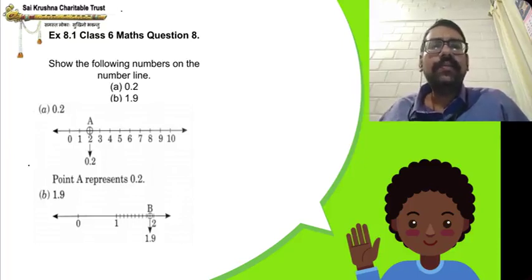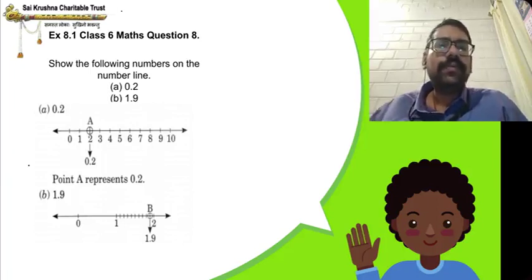Okay. Now 1.9 you have to plot on the number line. So between 1 and 2, make 10 equal divisions, 10 equal parts. So after 1, next is 1.1, then 1.2, 1.3, 1.4, 1.5, 1.6, 1.7, 1.8, next comes 1.9. So point B represents 1.9.